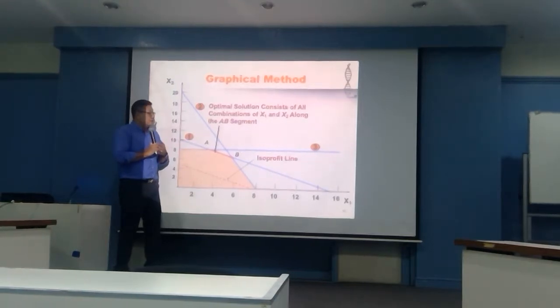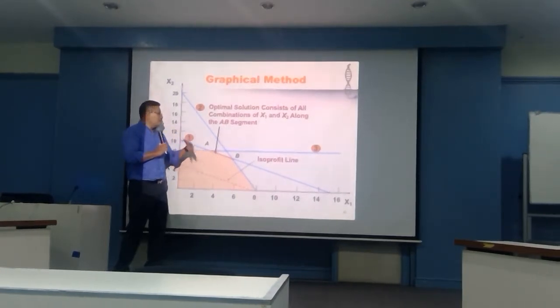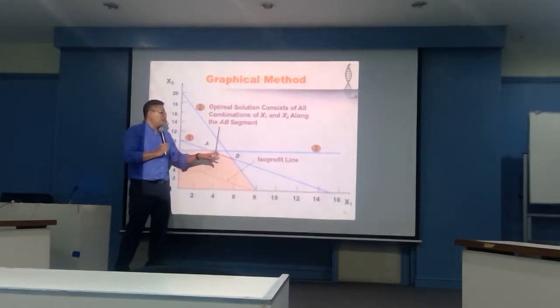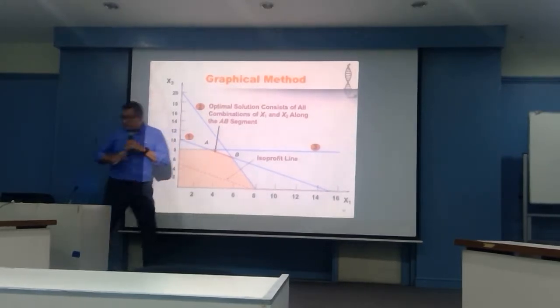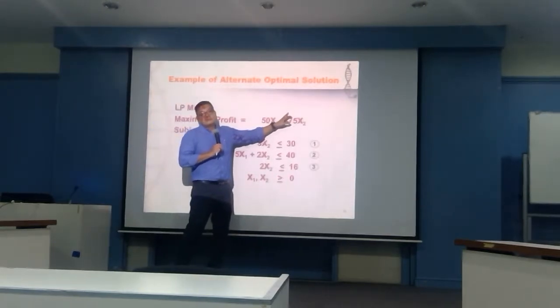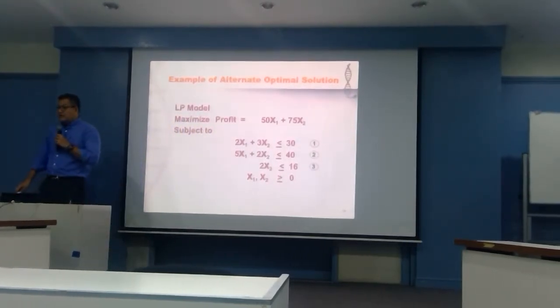But in practice, the way that we answer, we prefer to use the corner, right? So we might answer point A or point B. If we substitute point A or point B into the objective function, we have the same solution, the same profit, which would be the maximum one. So this is the alternate optimal solution. You can have more than one optimal solution.